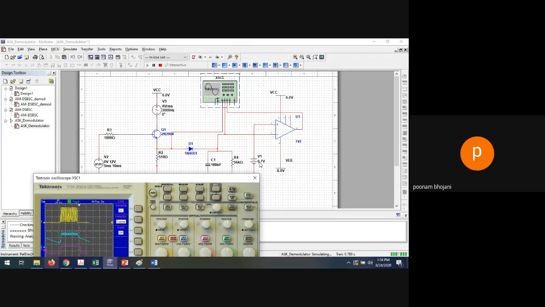0.7 is the reference voltage. So if the low pass filter output voltage value is greater than or equal to 0.7, so obviously it will be greater than or equal to 0.7, right? So you will get logic high.